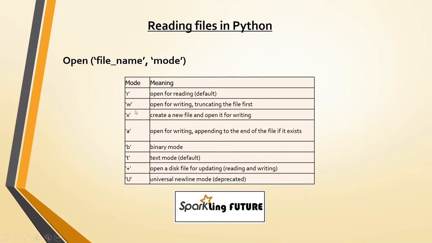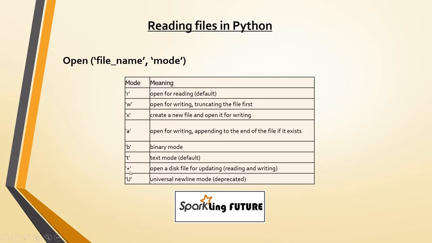So W will truncate the file and then write, whereas append A will help in appending to the existing file. If it already exists, then it will add the records at the end, otherwise it will just keep on writing. So that is the difference between W and A. And B is for binary mode, to set the type of the file. By default it considers the text mode only. If you want to specifically mention binary mode, then you can use the B mode.